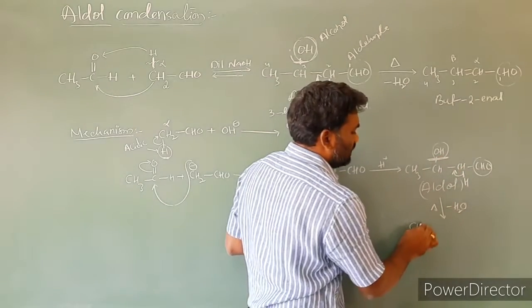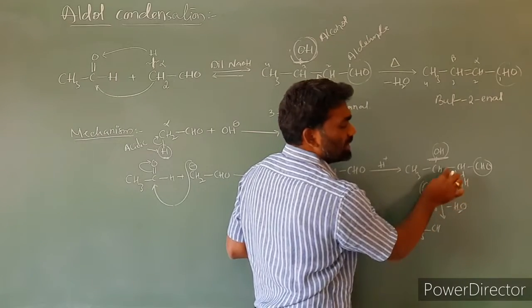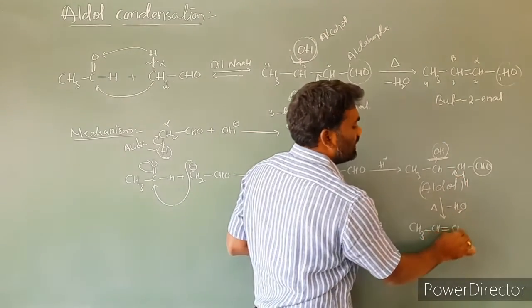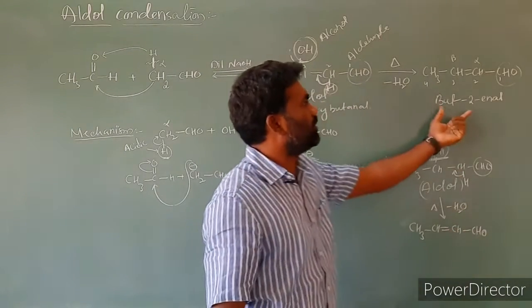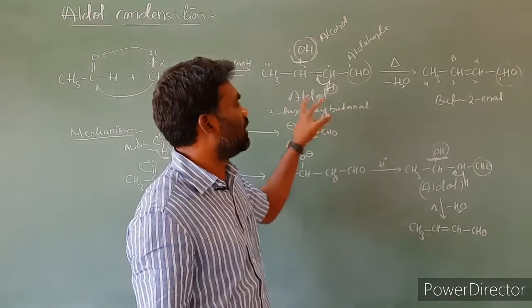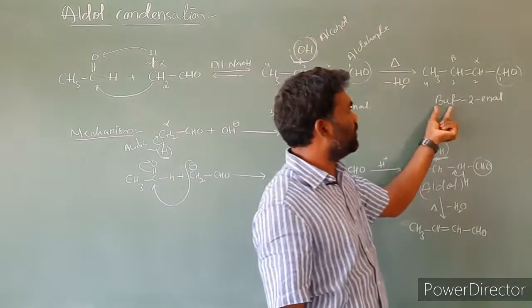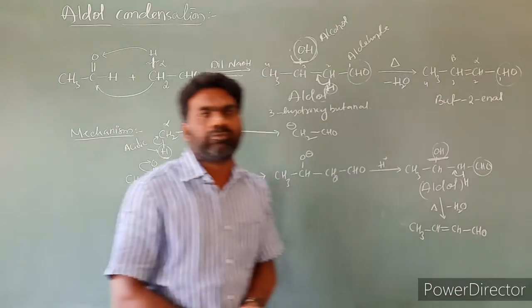Then the product is CH3, CH, double bond, CH. This bond is coming here, and CHO. So this is but-2-enal formed. So this is the one product. 3-hydroxybutanal, aldol, is one product. Upon heating, but-2-enal is another product. So this is one product, and this is another product formed in this reaction.